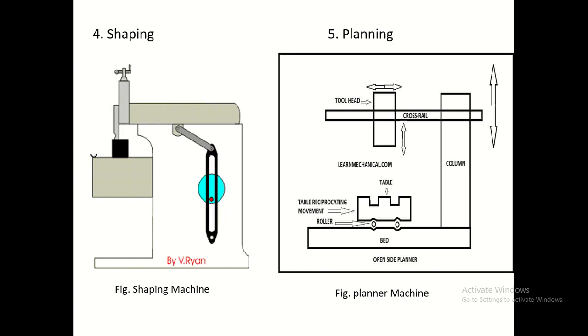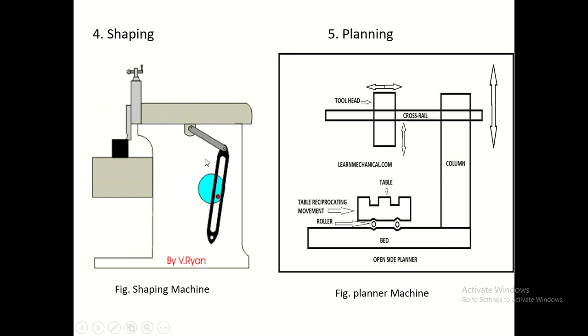Shaping operation is also a chip formation operation. It is performed on the shaper machine. This is the shaper machine setup. It works on the principle of the Whitworth quick return mechanism. What is the Whitworth quick return mechanism principle? The forward stroke is the cutting stroke and the return stroke is the idle stroke.